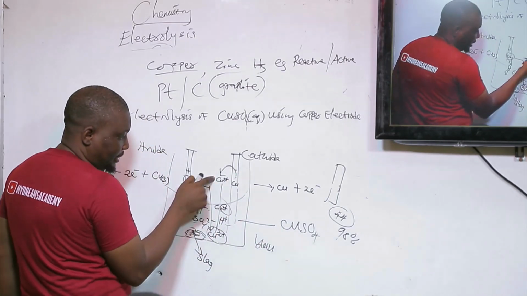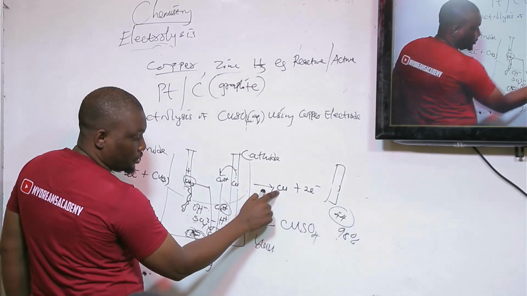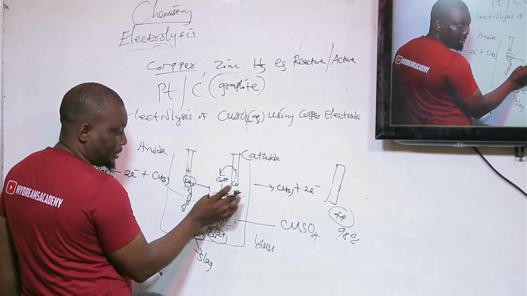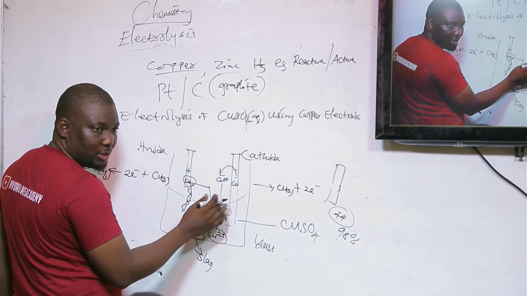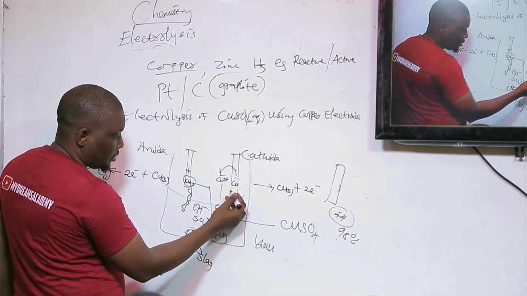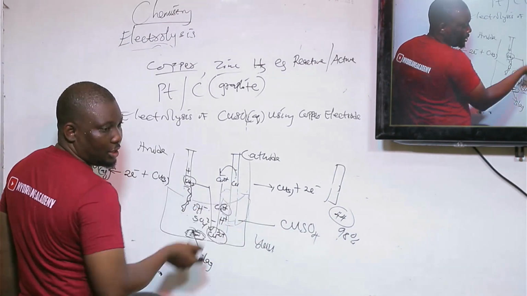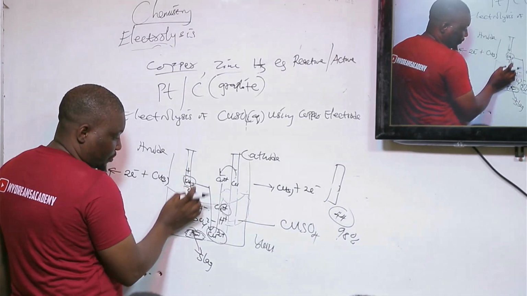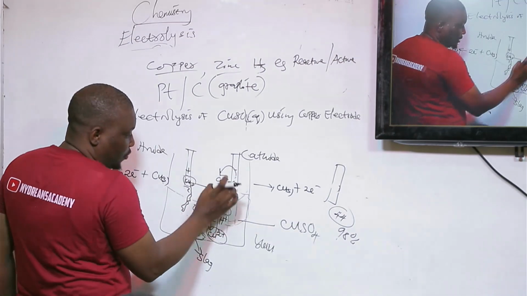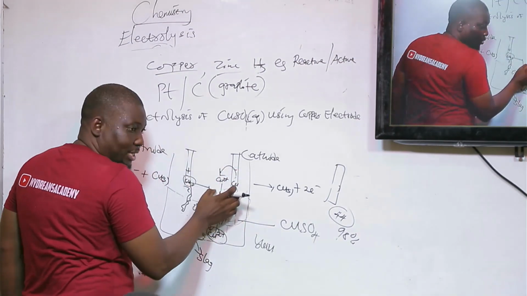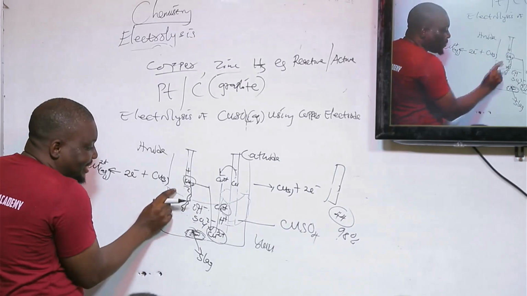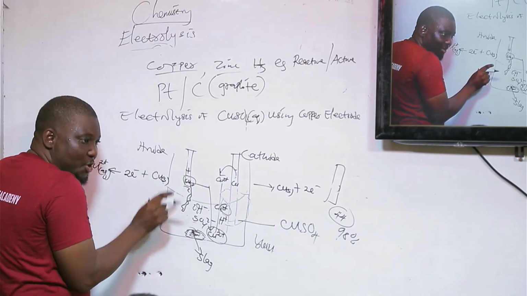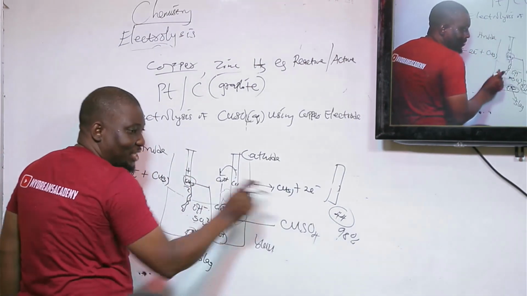On getting here, it gains this electron and then is reduced to what? Metallic copper. What happened to the mass of the cathode when it gets deposited here? Will it increase or decrease? It will increase now. It has entered here. From here to here, the mass of where it's coming from will decrease. The mass of where it will deposit will increase.